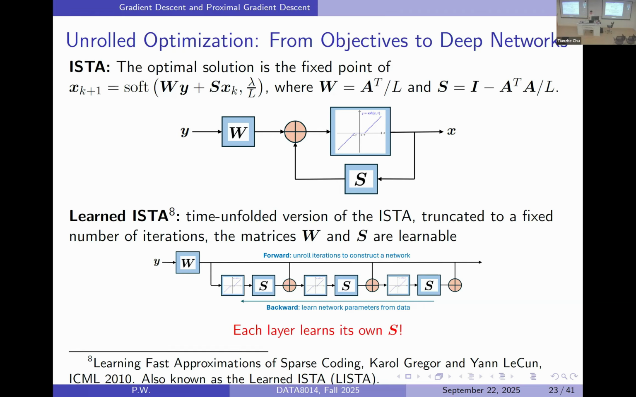What is interesting is that the connections between proximal gradient algorithms and the construction of neural networks provide a very good approach to understand and interpret neural networks.